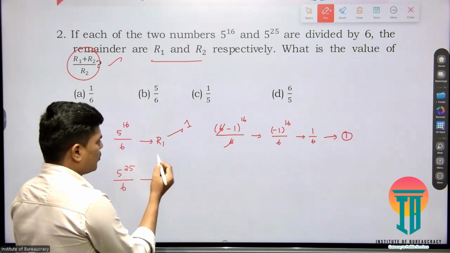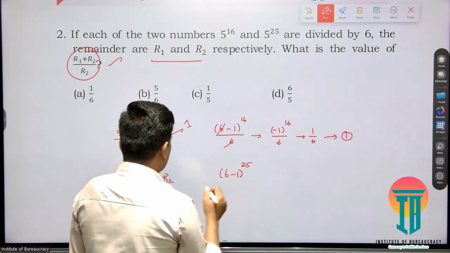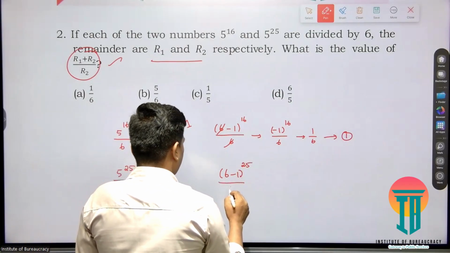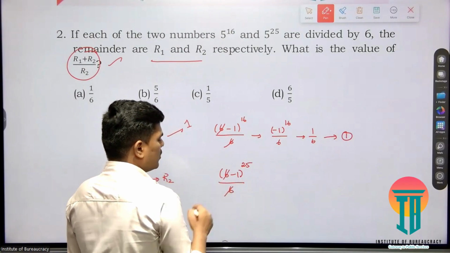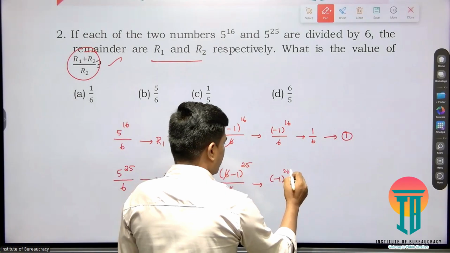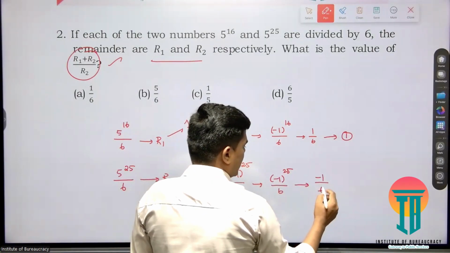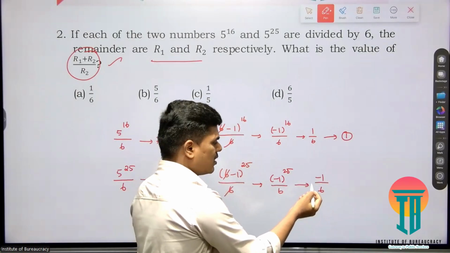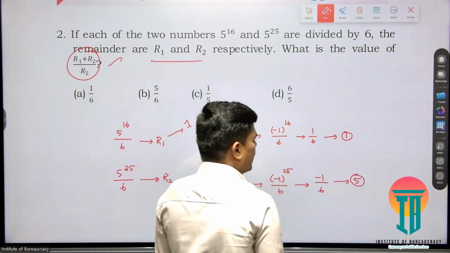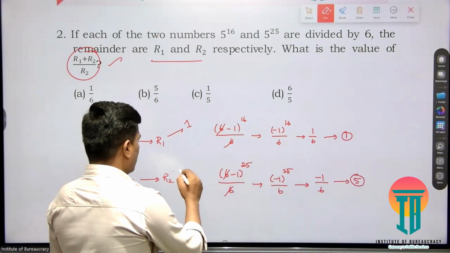The same way, we'll try to find the remainder R2. So this 5 power 25 can be written as (6 minus 1) power 25 divided by 6. You can remove the multiples of 6. Then it's minus 1 power 25 by 6, which means minus 1 by 6. I said whenever minus comes here, you have to remove that from the denominator. So the remainder is going to be 5 here, 6 minus 1 is 5. So your R2 is 5.